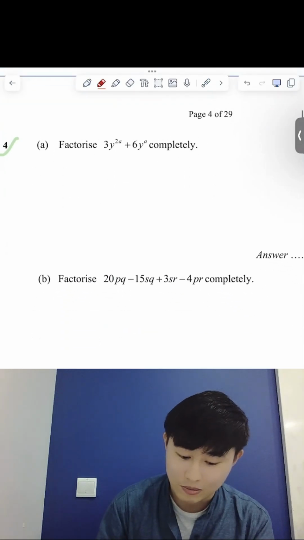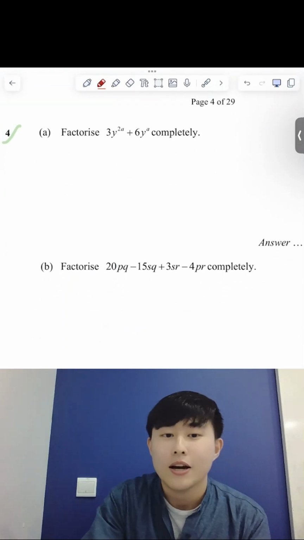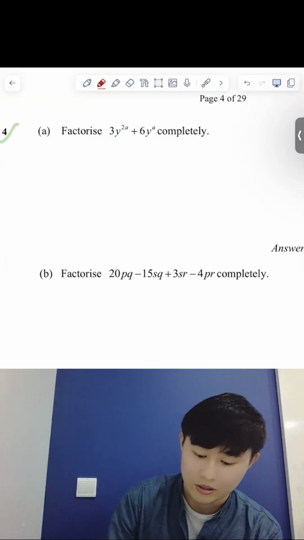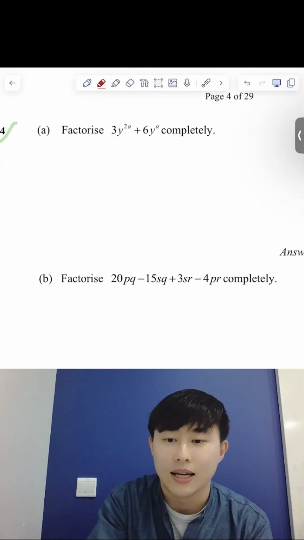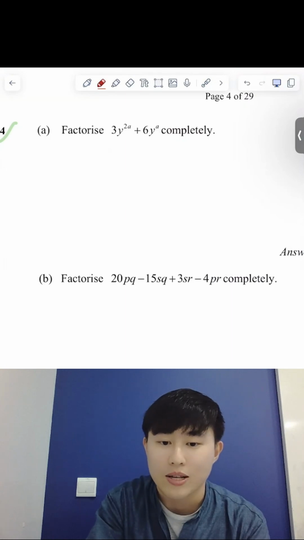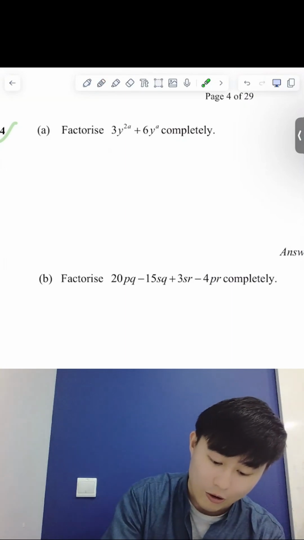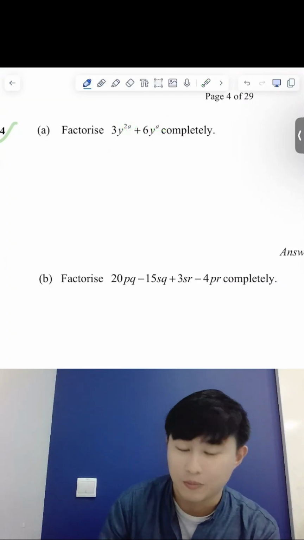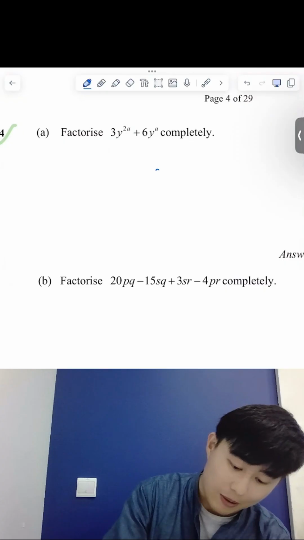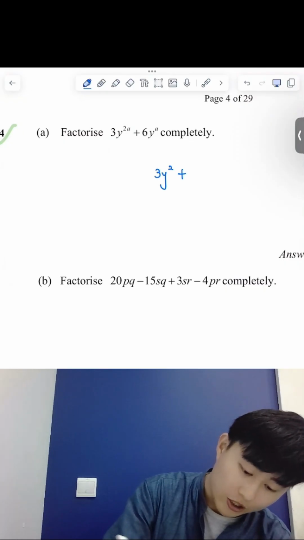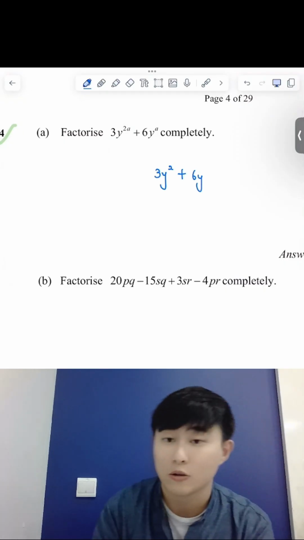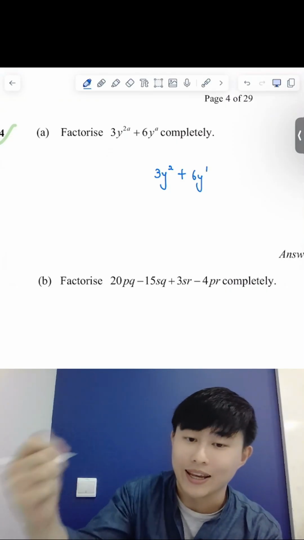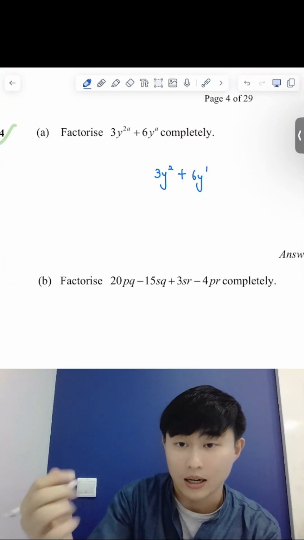Question number 4. Factorize this completely. This question itself is actually a little bit scary, because usually we deal with powers that are just a number. But right now you're thinking, how come my power is so weird? So let me bring you to another question. I'm going to rewrite the question. Instead of using 2a, I'm going to be using 2 and 1. So I'm assuming that a here is equal to 1.